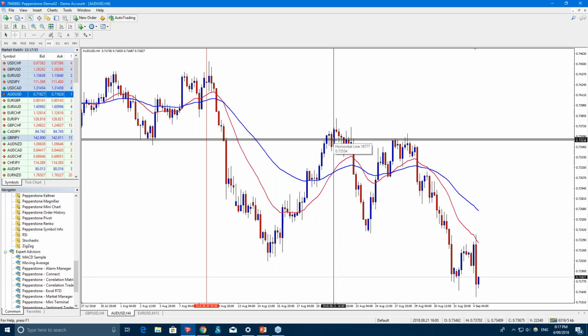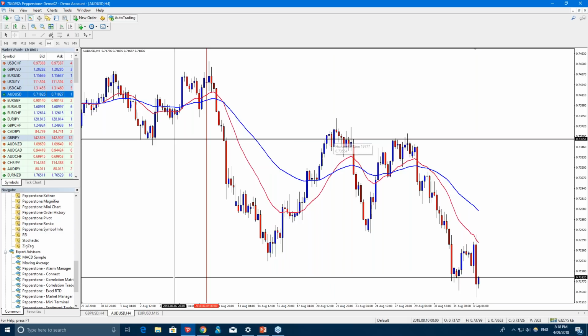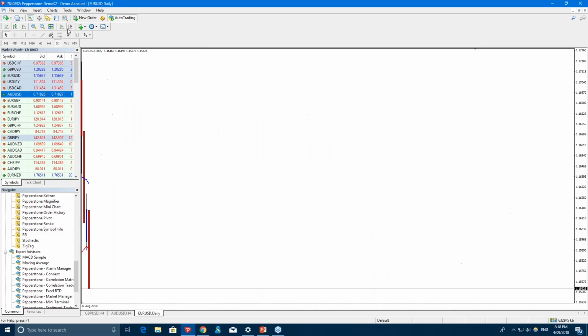Only take the crosses in the direction of the trend. That's basically the number one rule for moving averages. Just only take crosses in the direction of the overall trend, and your chances of success increase dramatically.